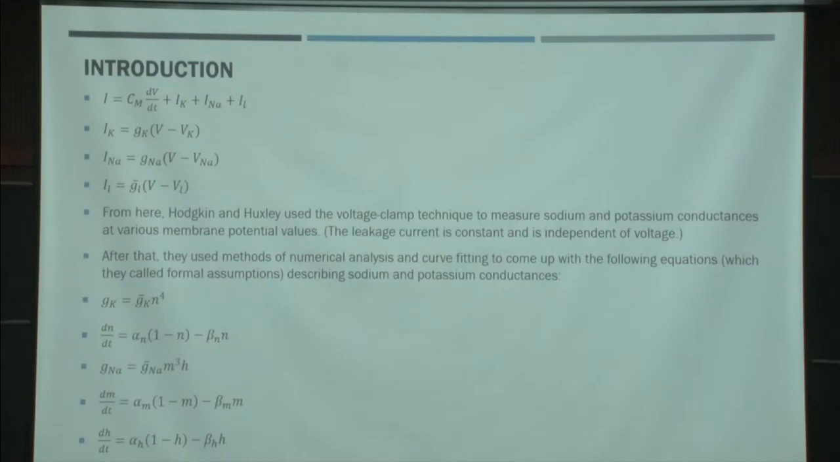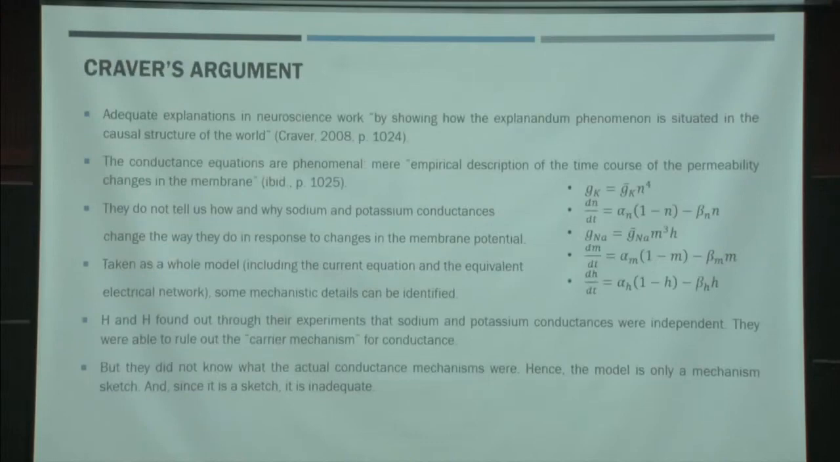So GK is potassium conductance, and GK bar is maximum potassium conductance, n to the power 4. The variable n is considered a gating variable for potassium channels, and variables m and h are considered gating variables for sodium channels. And then these are all the other equations that they came up with using various curve fitting procedures.